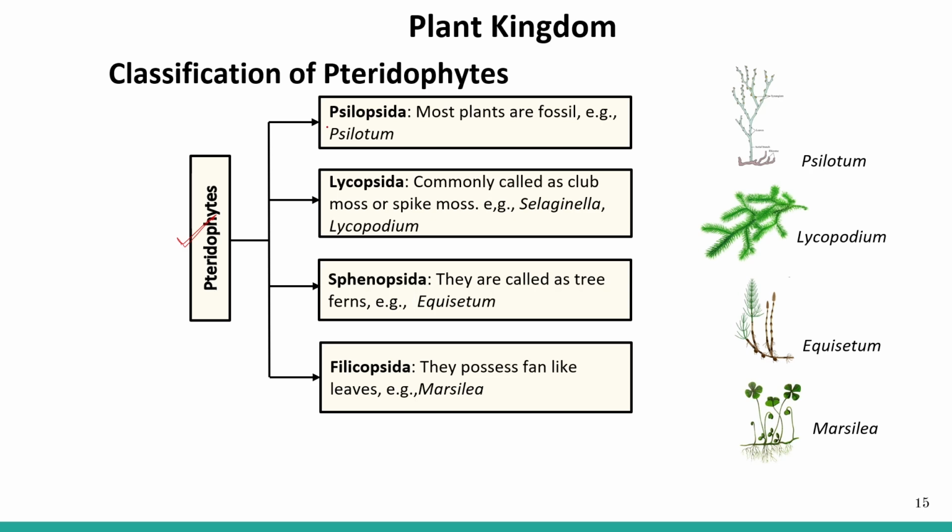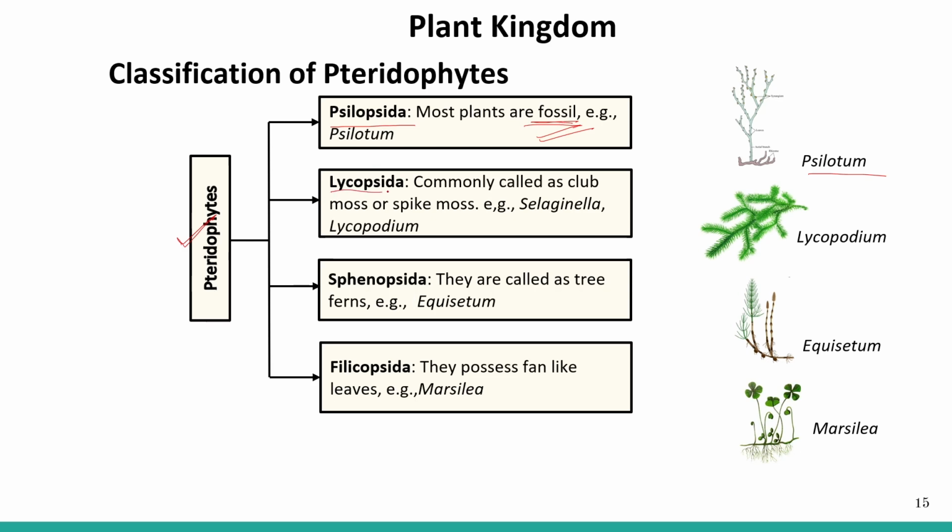The number one is Psilopsida. Most plants are fossil. For example, Psilotum. Mostly the individuals are not present today. They are present in a fossil form only. So most of the members of this particular plant are fossil.